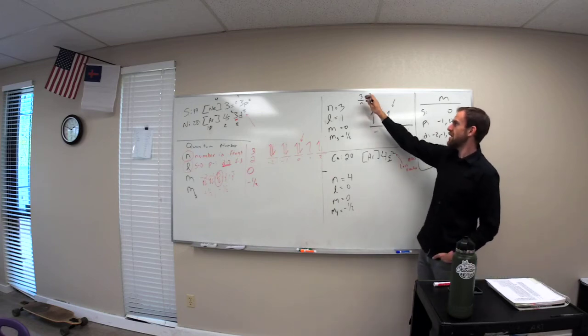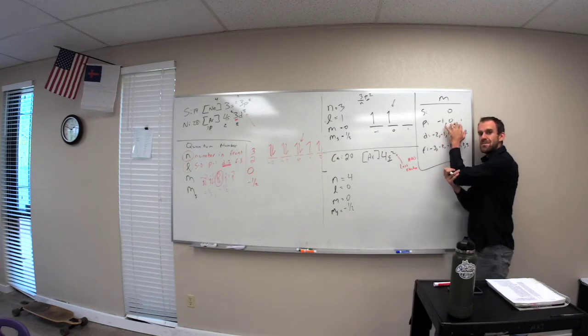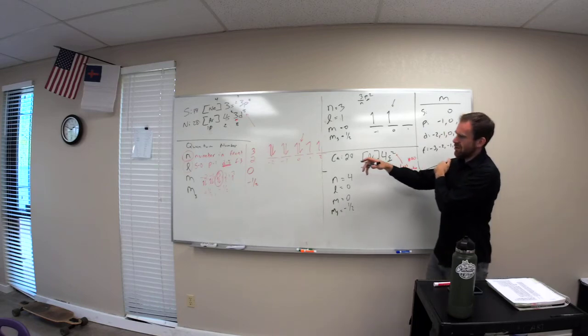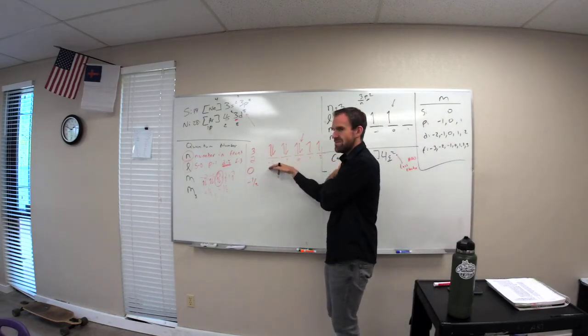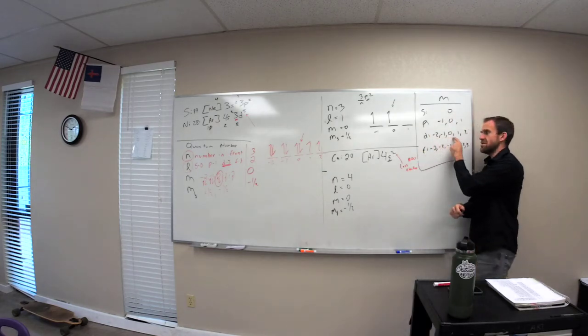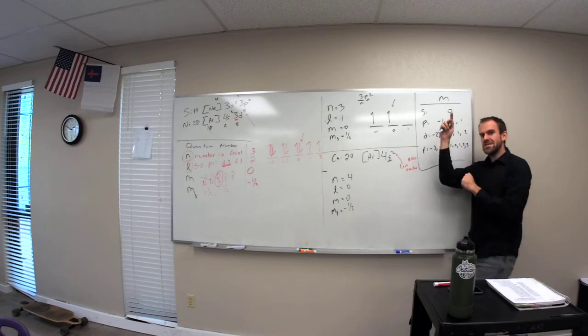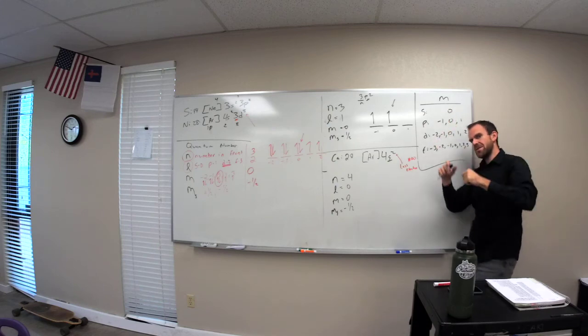Over here, we were in the p orbital, so I have -1, 0, and 1. I have 3 spaces where electrons can live. When I was in the d orbital over here, I had 5 spaces, because d has -2, -1, 0, 1, or 2. Within each of those, I could either have a positive spinning or negative spinning electron.